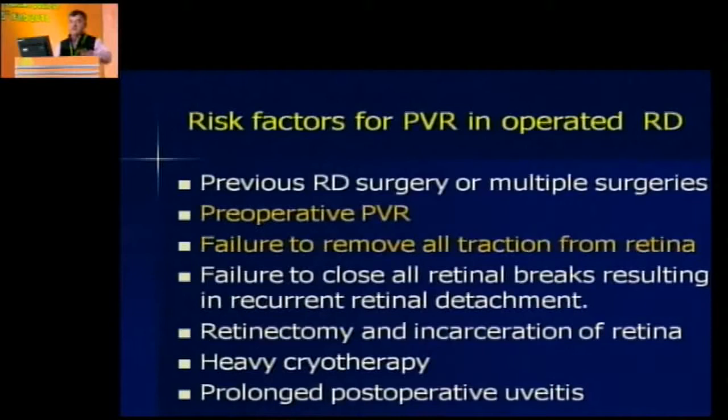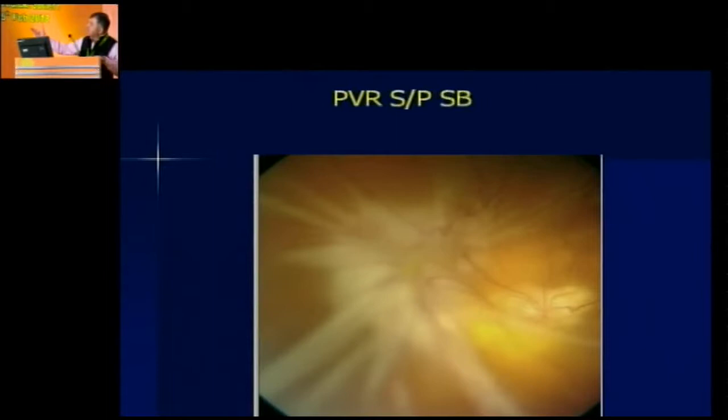It may be the most difficult thing, but posteriorly, as you remove, you may not remove all the way. You may come up to some level, maybe near the equator or something. But once you have done that, I think your job is then done. And failure, of course, to close all the breaks, or you have done retinectomy, or heavy cryotherapy, or it is a sort of inflammatory eye, then those are the problems. So this is a case where buckling was done, which failed, and you have a retina like this.